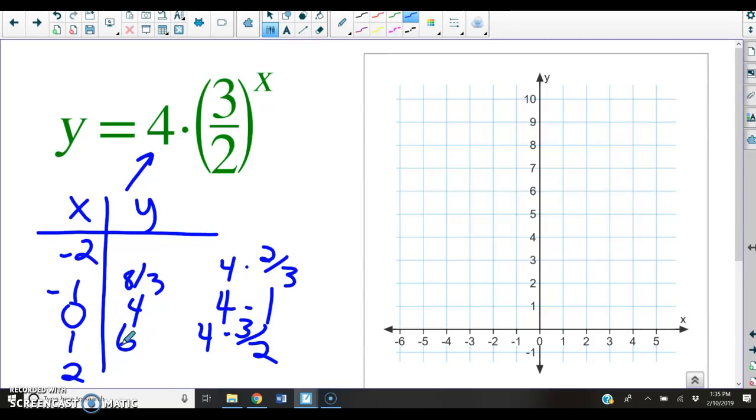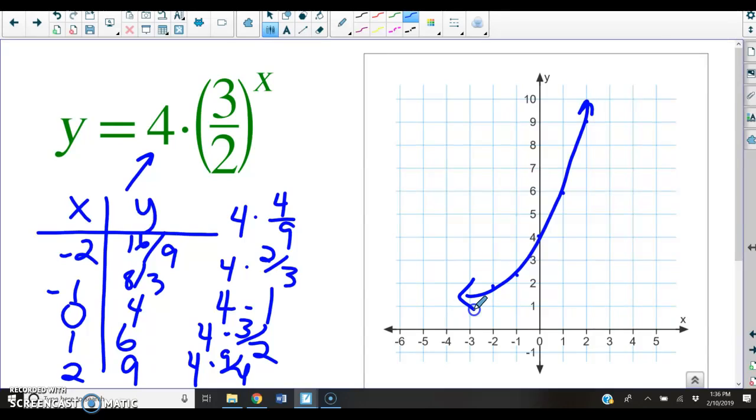Okay? When I raise it to the second, that'd be 4 times 9/4. I think you're seeing that's 9. When I raise it to the -2, that's 4 times 4/9. That's 16/9. Okay, wrench runners, you're more accustomed to 9/16. Okay, 16/9, that would be a little over 1, right? Almost 2. 8/3 is 2 1/3, right? Here's 0, 4, 1, 6, 2, 9.